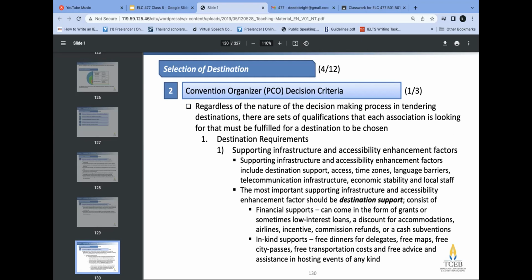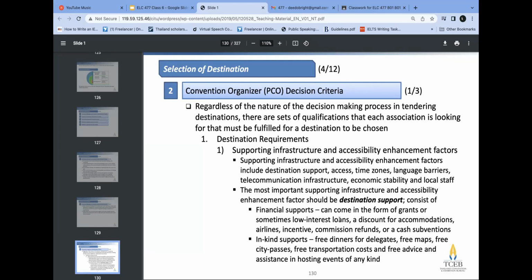Highlight again: destination support, meaning everything that can be supported. According to the convention organizer, the first one is financial support, which is all about money. Financial support can come in the form of a grant or sometimes a low-interest loan, meaning you have to make sure your budget planning goes with the flow of the financial support here, and a discount for recommendation.